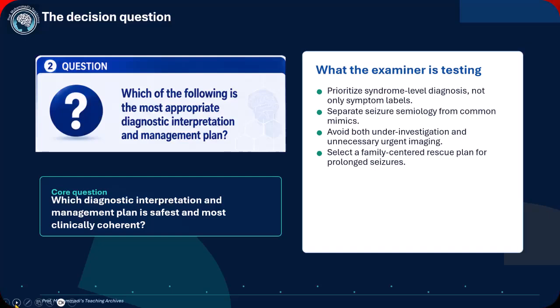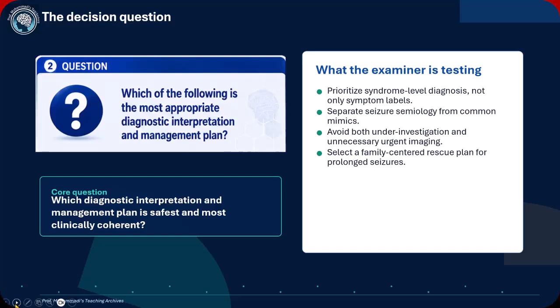The examiner is not only testing whether we can name the syndrome, the question also evaluates whether we can separate seizure semiology from plausible mimics, choose appropriate investigations, avoid unnecessary urgent imaging when the examination is normal, and provide a practical rescue plan for prolonged seizures. A strong answer must therefore integrate diagnosis, investigation, risk assessment, and family counselling.